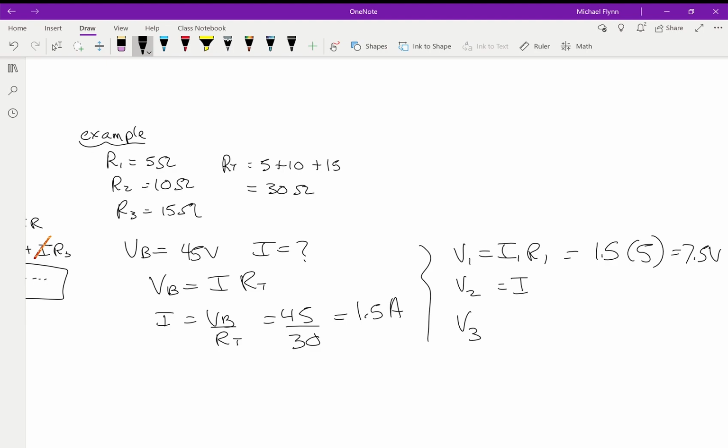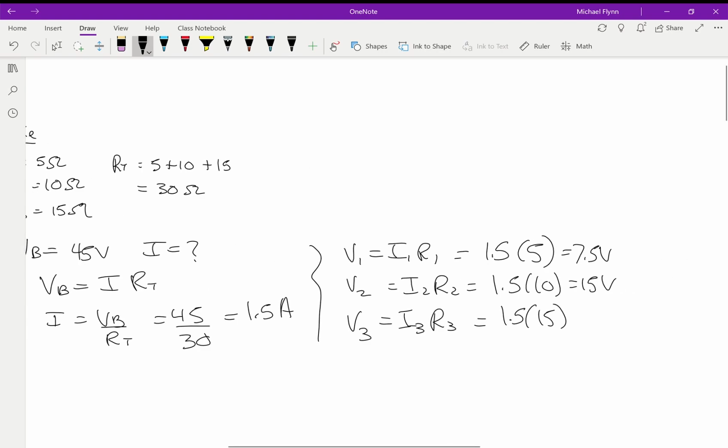Now what's V2? Well, it would be I2 times R2, so that's 1.5 times 10. That's 15 volts. That one's easy. And V3 would be I3 times R3. It's Ohm's law, right? Well, that's 1.5 times 15. And what is that, 22.5? 1.5 times 15, yeah, is 22.5 volts.